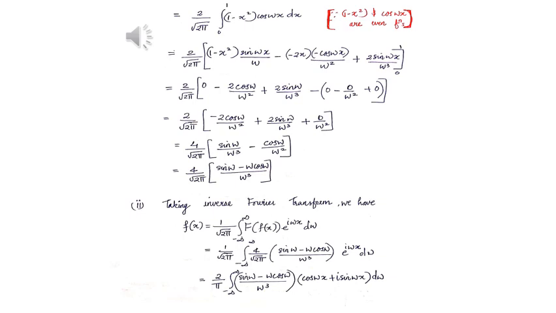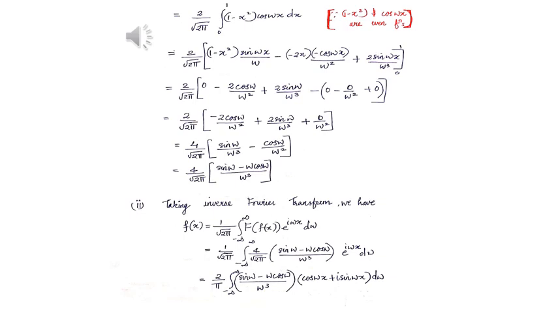So that is 1 minus x square into the integral of cos, that is sine omega x divided by omega, minus the derivative of the first function, that is minus 2x, into minus cos omega x divided by omega square, plus 2 sine omega x divided by omega cube, and give the limit. After substituting the limit, you will get the answer 4 by root 2 pi into sine omega minus omega cos omega divided by omega cube after taking the LCM. So this answer we are going to substitute in our inverse Fourier transform.